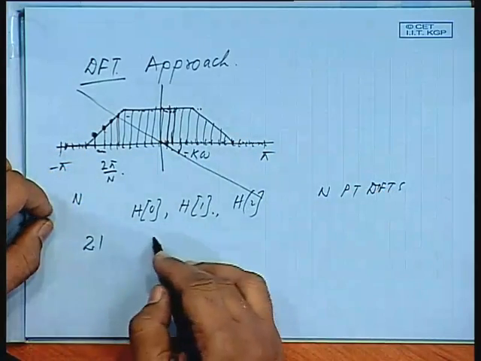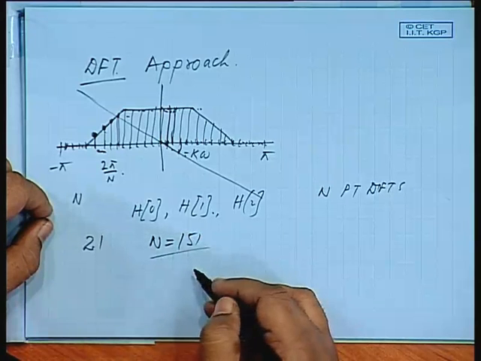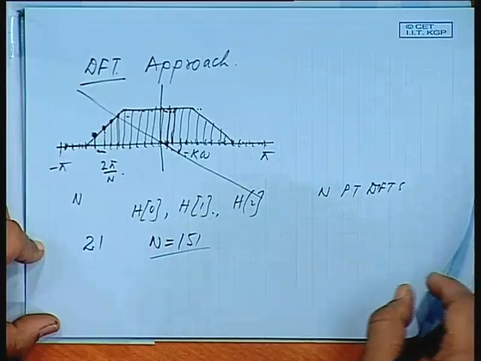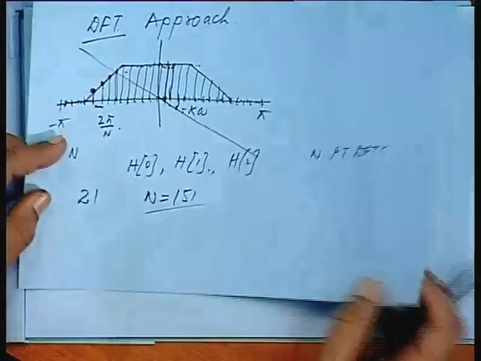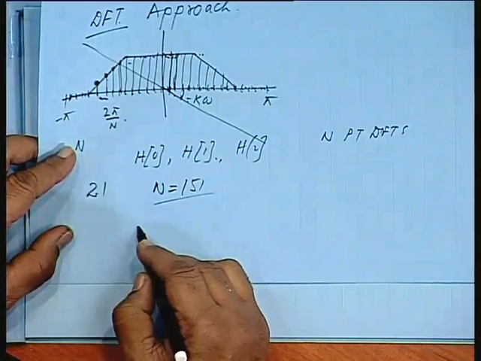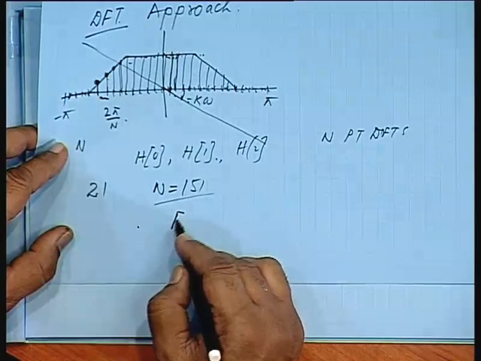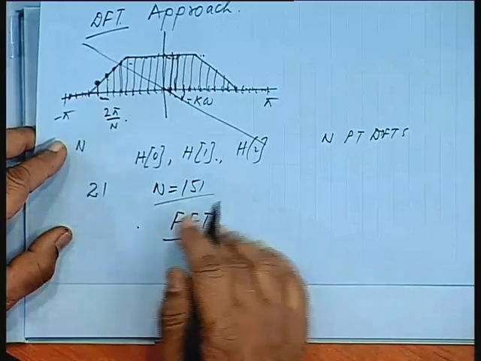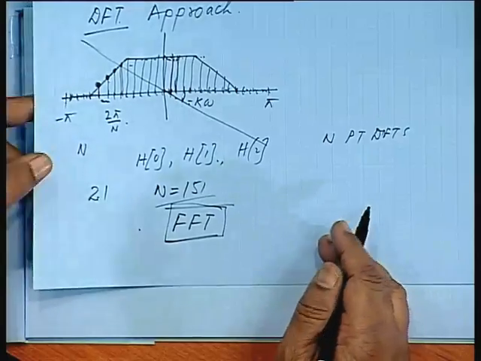So, for a very high order filter, say n is equal to 151, you can calculate the filter sequence. Now, for a very large value of n, for computation of the DFT, we resort to the FFT algorithm. In the next class we shall be taking up FFT computation. So, today we will be discussing the other two methods.